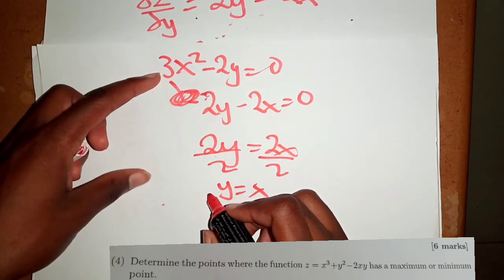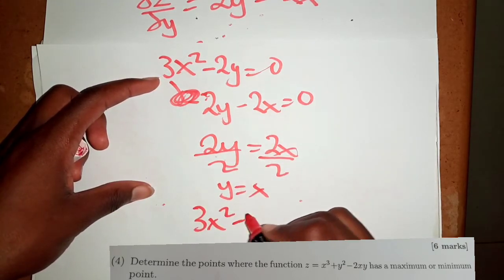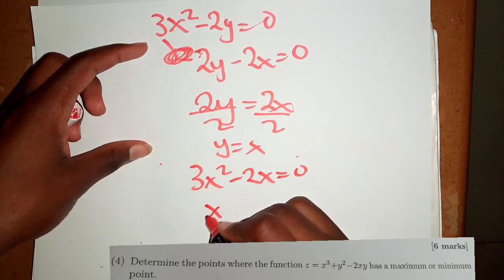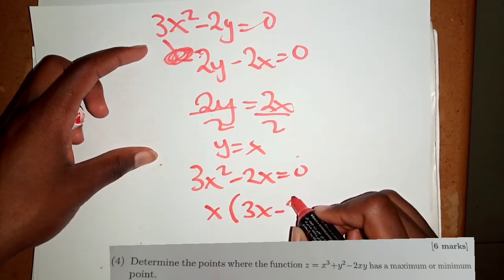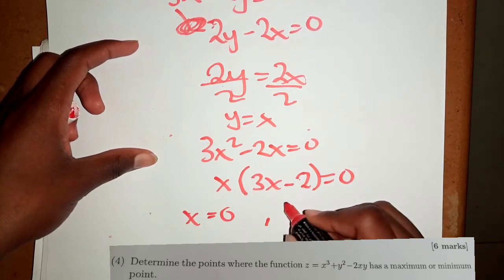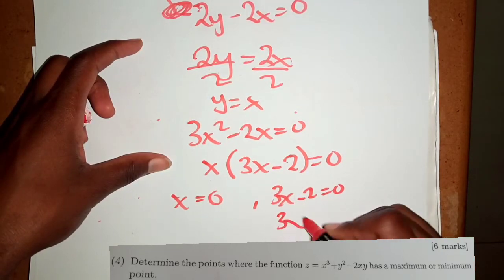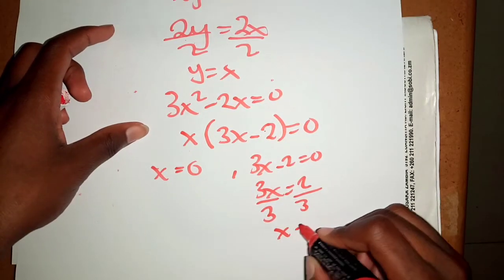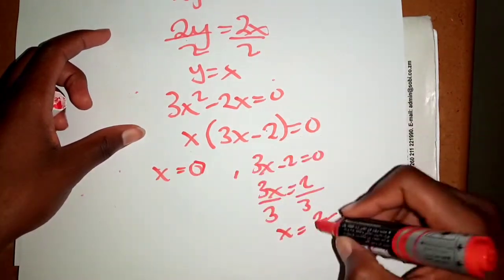And then for this one here, you're going to replace back. So you're going to have 3x squared minus 2, where there is y, you put x, equal to 0. Then you factor out the x. Then you're going to have x times 3x minus 2 is equal to 0. So here x is equal to 0, and then 3x minus 2 is equal to 0. When the 2 goes the other side, 3x is equal to 2. Divide both sides by 3. x is equal to 2 over 3. So this is 0, and this is the other point.